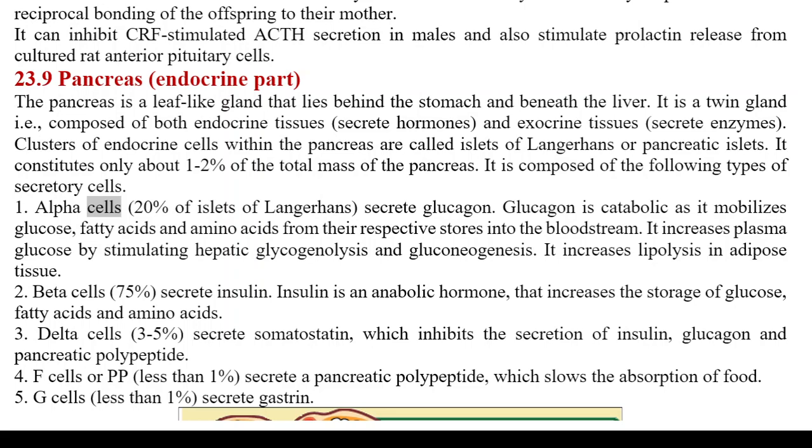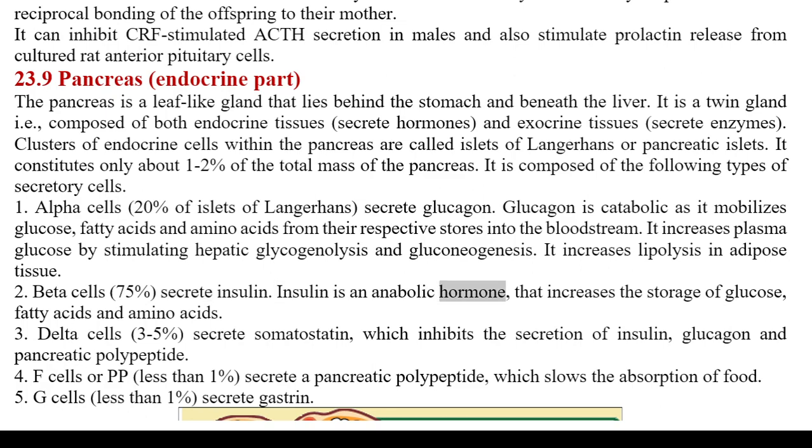1. Alpha cells, 20% of islets of Langerhans, secrete glucagon. Glucagon is catabolic as it mobilizes glucose, fatty acids, and amino acids from their respective stores into the bloodstream. It increases plasma glucose by stimulating hepatic glycogenolysis and gluconeogenesis. It increases lipolysis in adipose tissue. 2. Beta cells, 75%, secrete insulin.